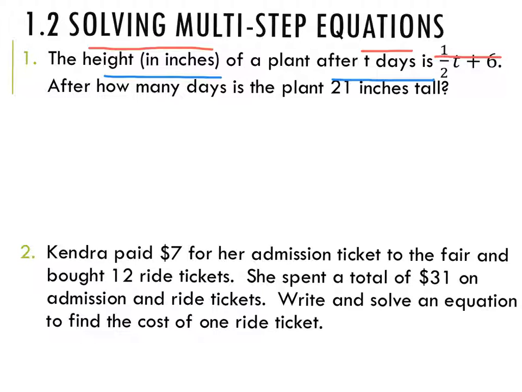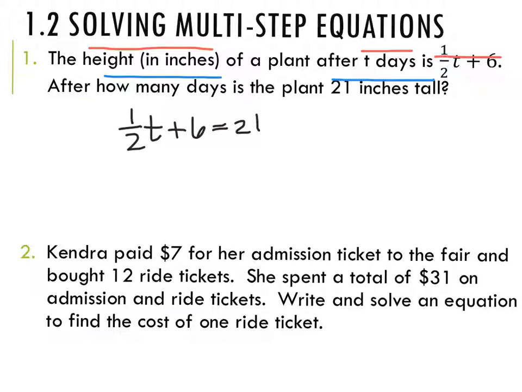I'll begin with the expression, which is 1/2 t, remember t is days, plus 6, and that first sentence told me that that expression is, again, the height in inches. So I'm going to write equals, and that question at the bottom says how many days, well there's my t, is the plant 21 inches tall? And if this expression is the height in inches, then that means that we want to know when it is equal to 21 inches. And then we're going to solve it.